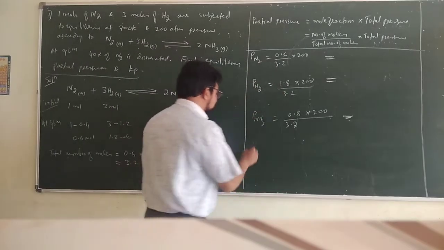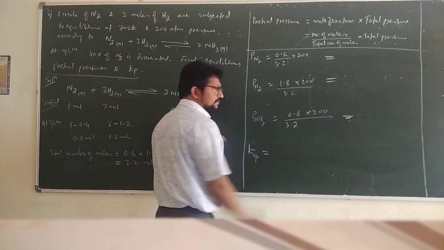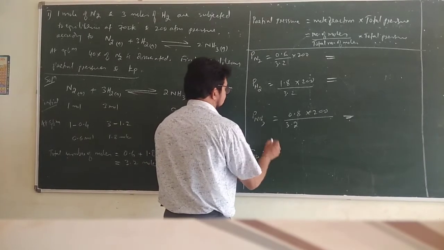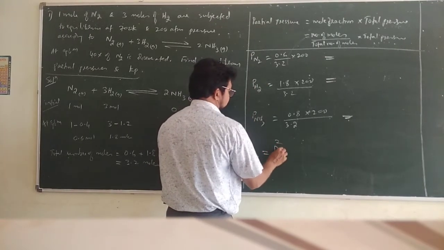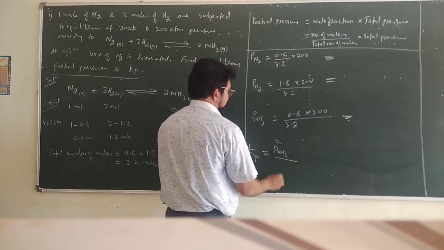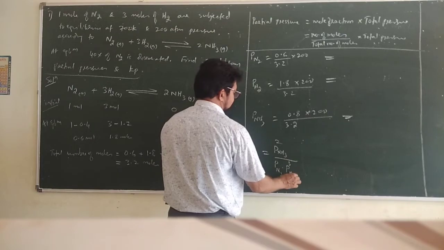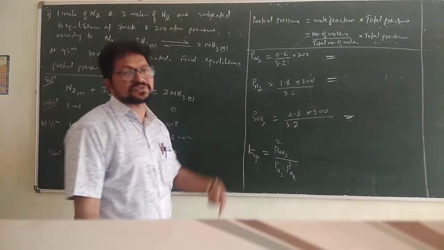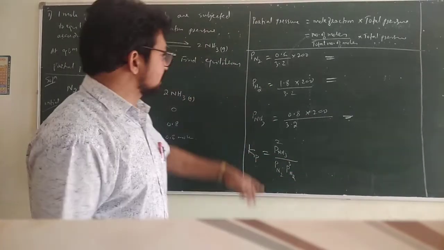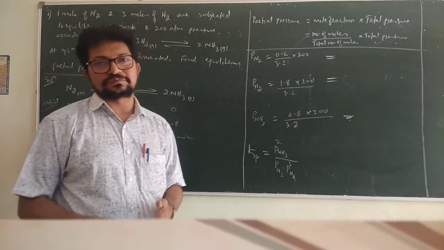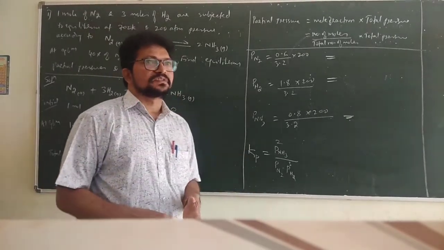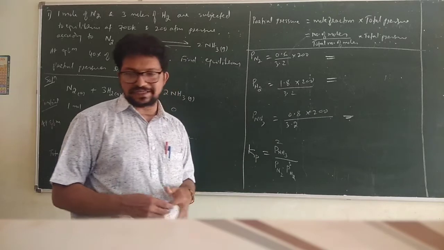And once you know partial pressure, how do you find Kp? Kp is, you have partial pressures now: partial pressure square of ammonia divided by partial pressure of nitrogen, partial pressure cube of hydrogen. So if you substitute the values, I think you will get the answer. I will keep this as homework for you because this takes a lot of time. So you do it, leave space and cut it.